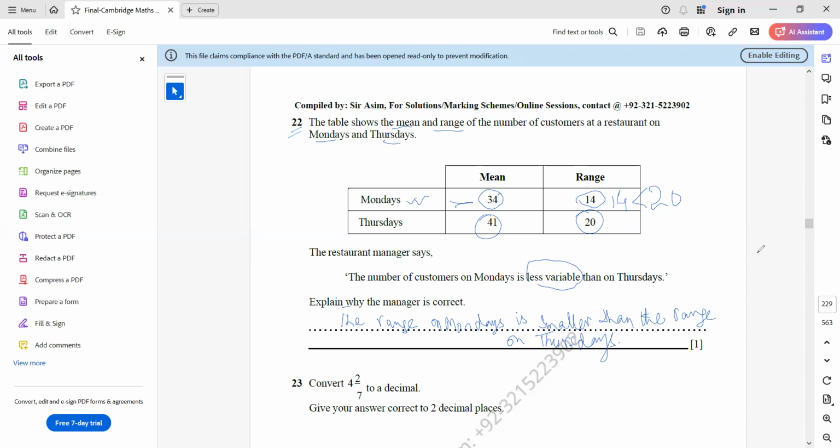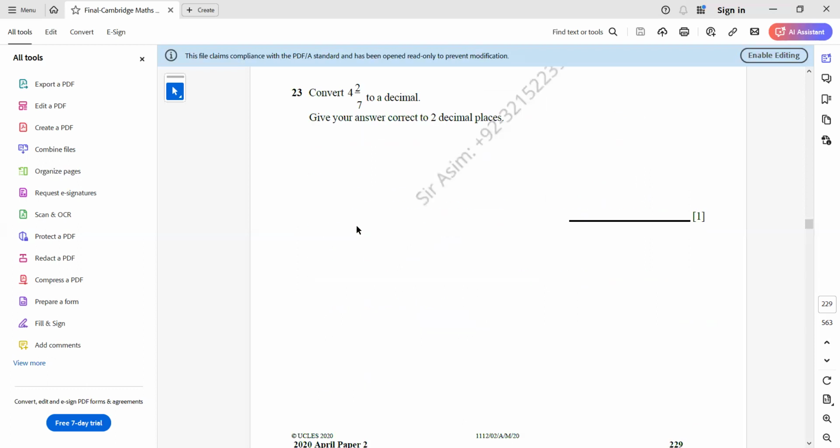Okay. After this, it is question number 23. Convert 4 whole 2 by 7 to a decimal. So it is going to be 7 4s are 28 plus 2, divided by 7. That is 30 by 7. And then you need to divide them.